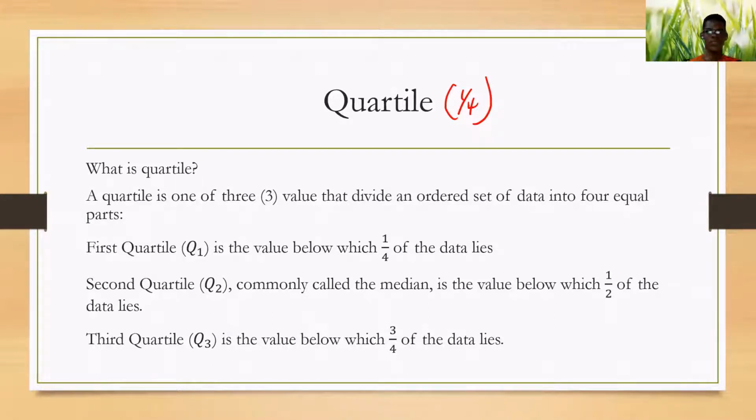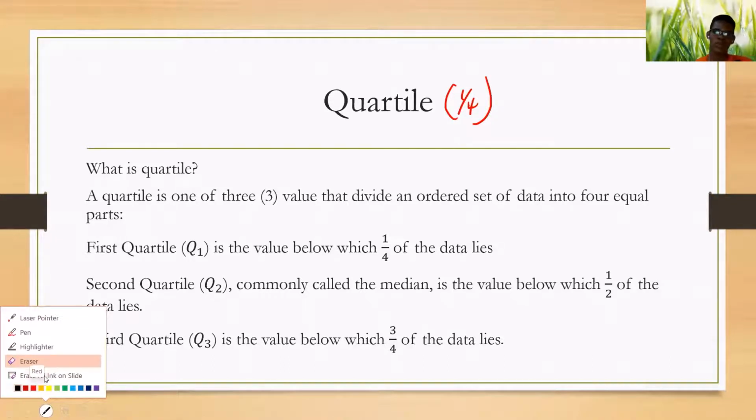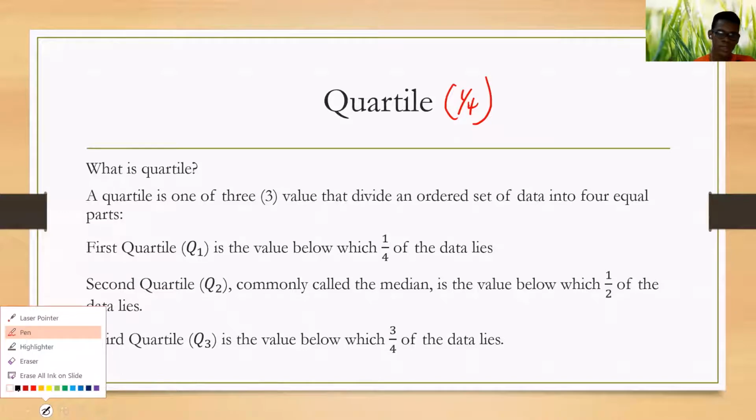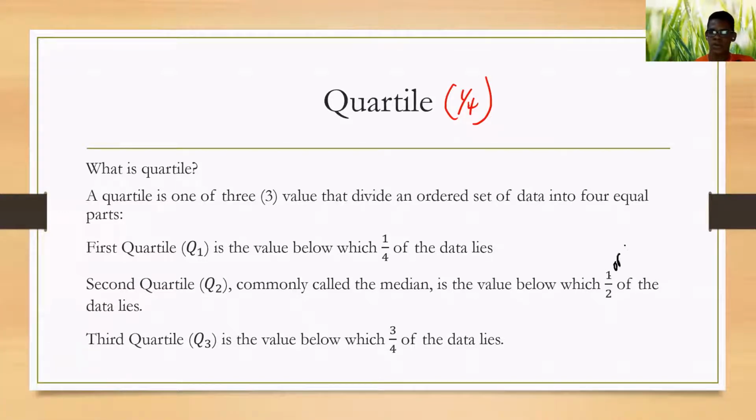So the first quartile is the value below which 1/4 of your data lies. The second quartile, Q2. I should have hidden this, but you should remember that Q2 is your median, right? And the median is the value below which 1/2 of your data lies, or you can think of it as 2/4. So 2/4 of your data lies below it. You can think of it as 1/2 or 2/4, because 2/4 is still 1/2. That's why they use 1/2, but it's 2/4 of your data set.